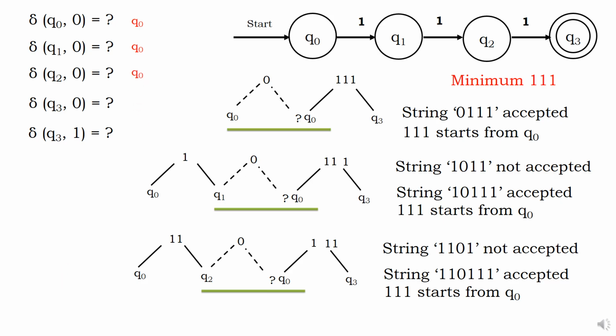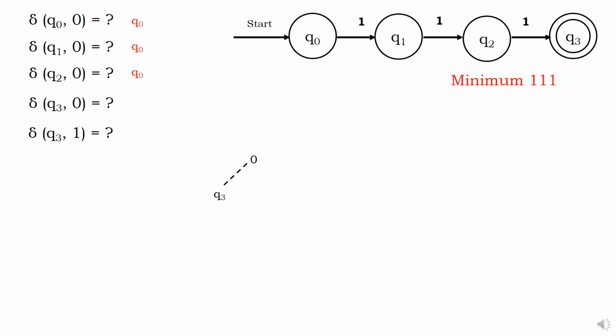Q3. Next, let us continue. Q3, 0. What happened? Who is before Q3? 111. Before that it should be Q0. Who is after Q3? Nothing is there. Now, 111, 0. Accepted. Why? 111 is there, accepted. Then go to accepted state.